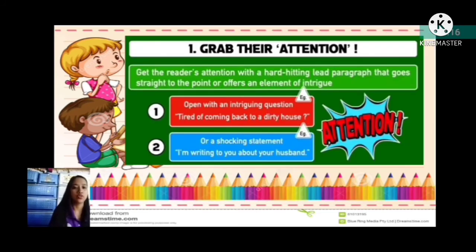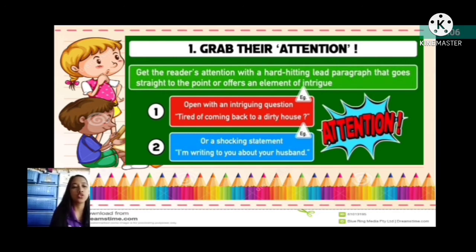Grab their attention. The first one is to grab the attention of the customers. This can be done with a very hard-hitting lead where you go straight to the point and offer an element of intrigue. This can be done in 2 ways. First, the most common way is to open your letter with an intriguing question like, tired of coming home to a dirty house? I'm sure a lot of people are going through the same kind of problem because they are too busy with their work to clean their house.